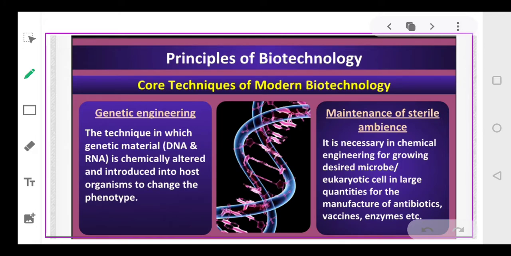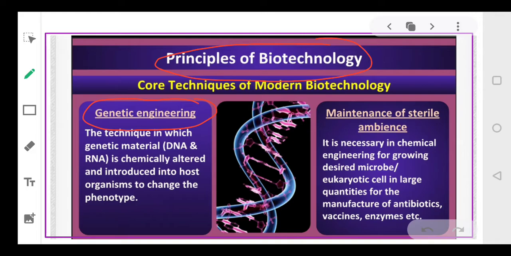Now coming to the principles of biotechnology. Among many, there are two core techniques that enable the birth of modern biotechnology. The technology we are talking about today is made by combining two main technologies. The very first is genetic engineering. Okay everyone, the very first technique is referred to as genetic engineering.